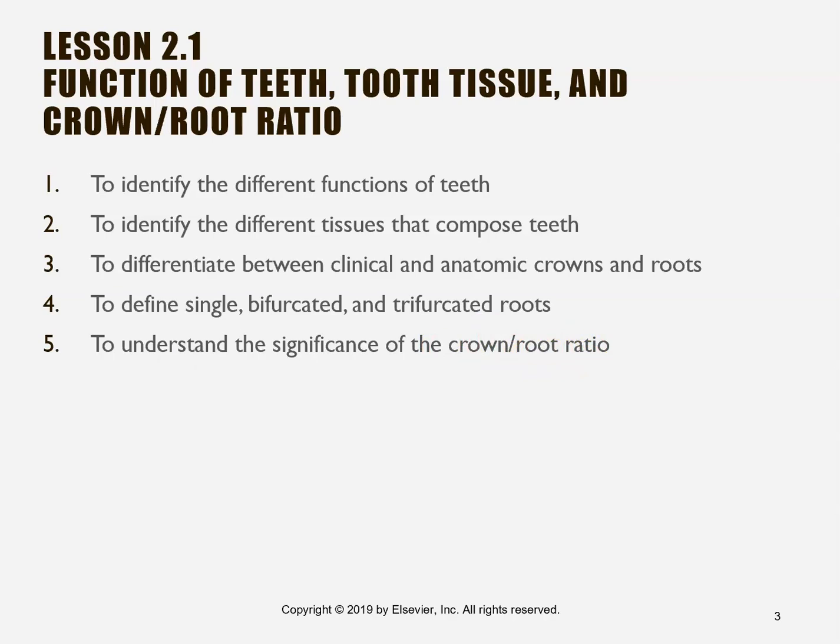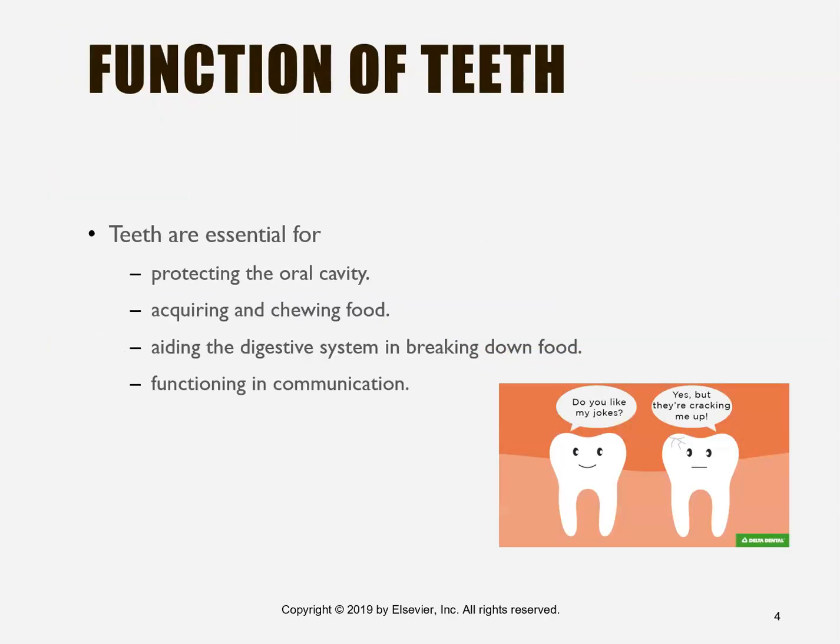So let's start by looking at why we have teeth. Well, the reason why we have teeth is to help us chew, right? If we didn't have teeth, we wouldn't be able to chew our food, and if we can't break down our food into small pieces, then our digestive system would be in trouble. So we need teeth to break down food so that we can swallow and our digestive system can do the work. We also need teeth to speak.